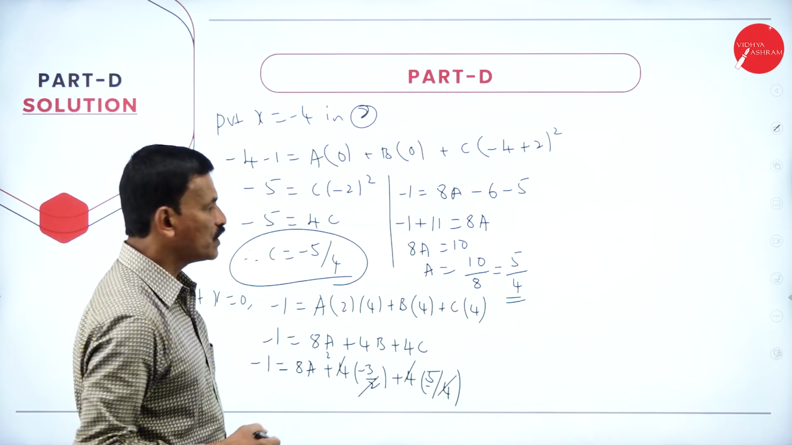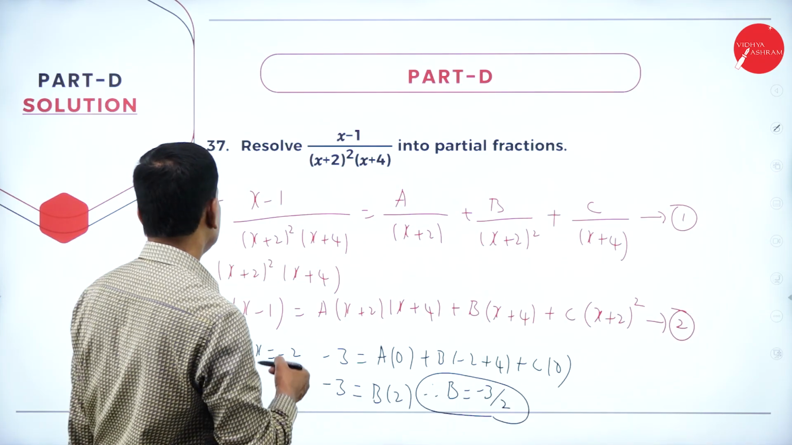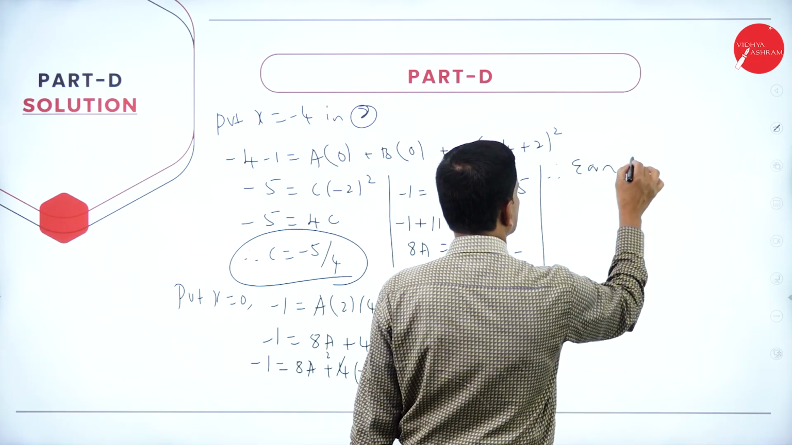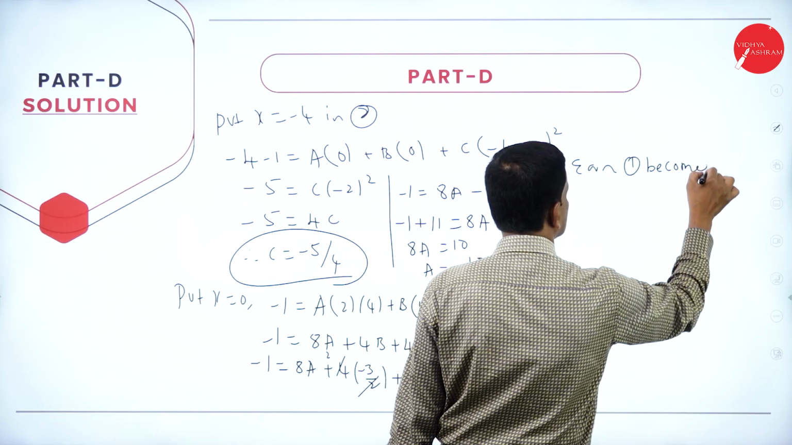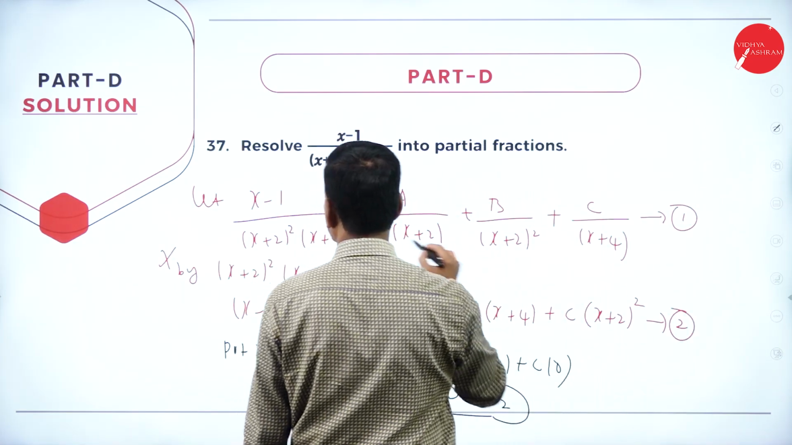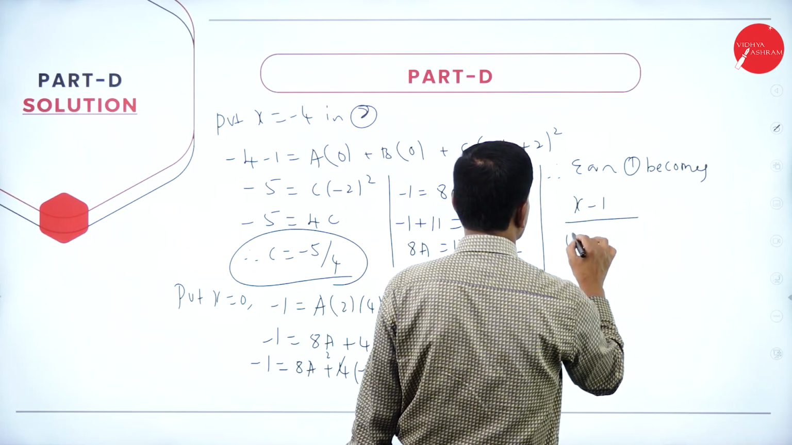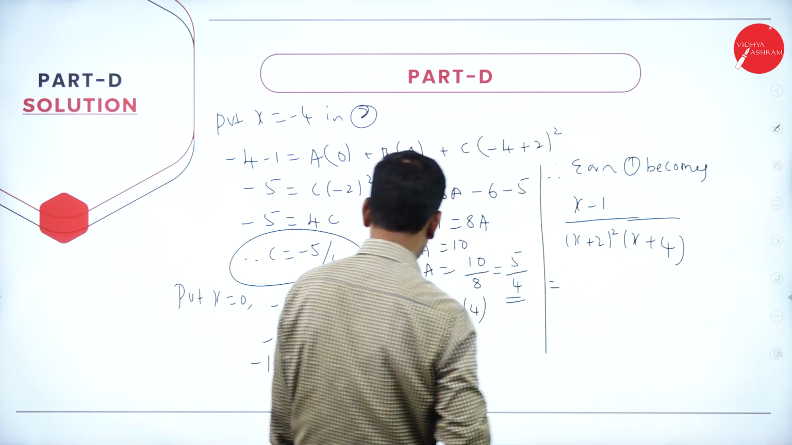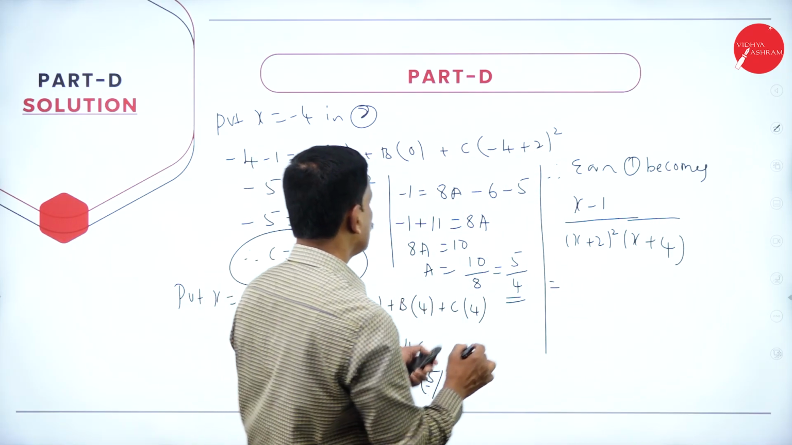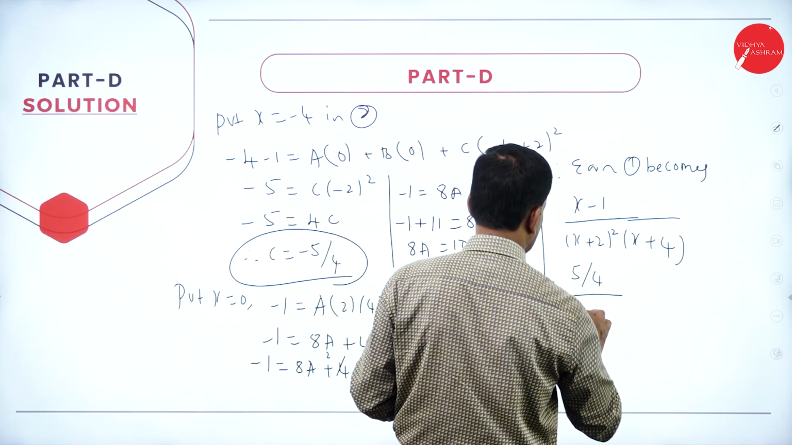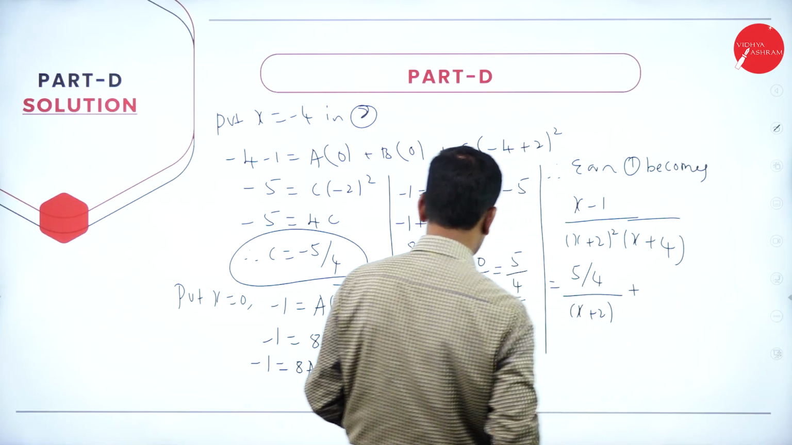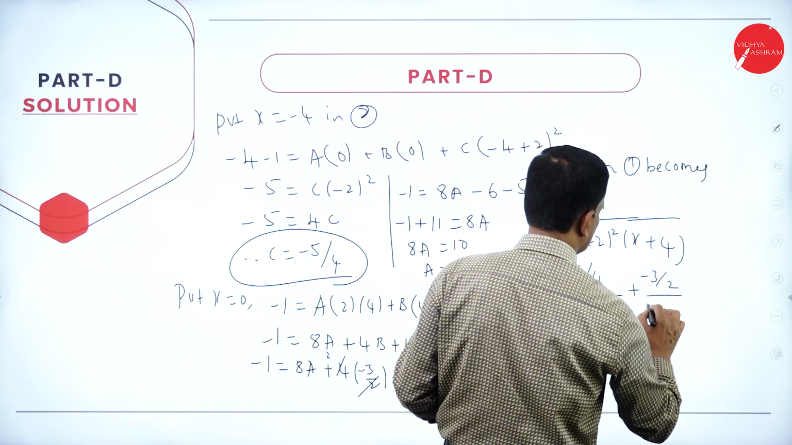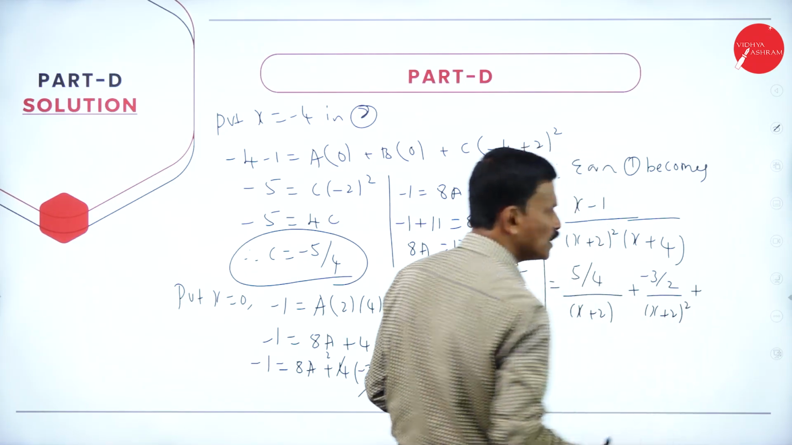Okay. Now, substitute here, equation 1 becomes, what is equation number 1? X minus 1 divided by x plus 2 whole square into x plus 4 can be written as A, what is A? We got A is equal to 5 by 4, by x plus 2, plus B, what is B? B is equal to minus 3 by 2, by x plus 2 whole square, plus C.